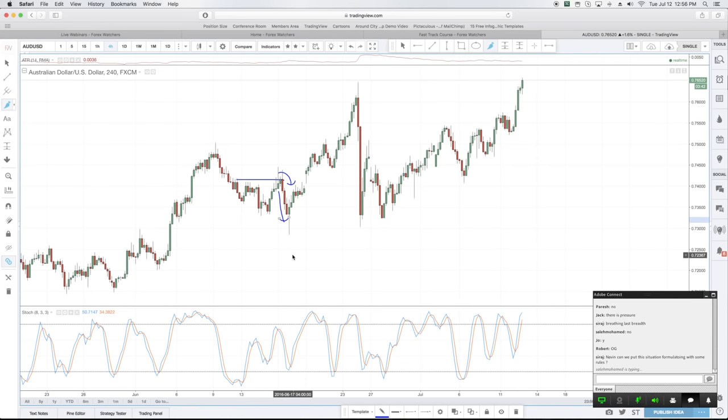Unfortunately, not this style. This is something I teach over at Forex Watchers in the community program, the elite course, basically. But it's something that you have to learn to read.